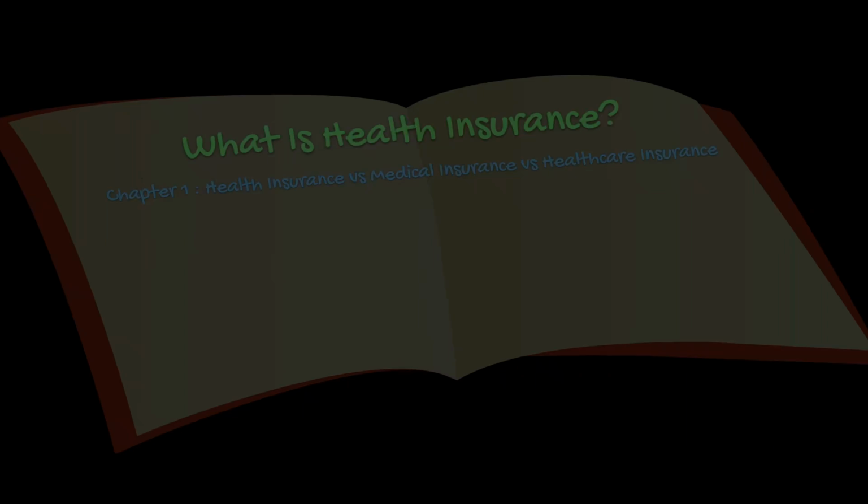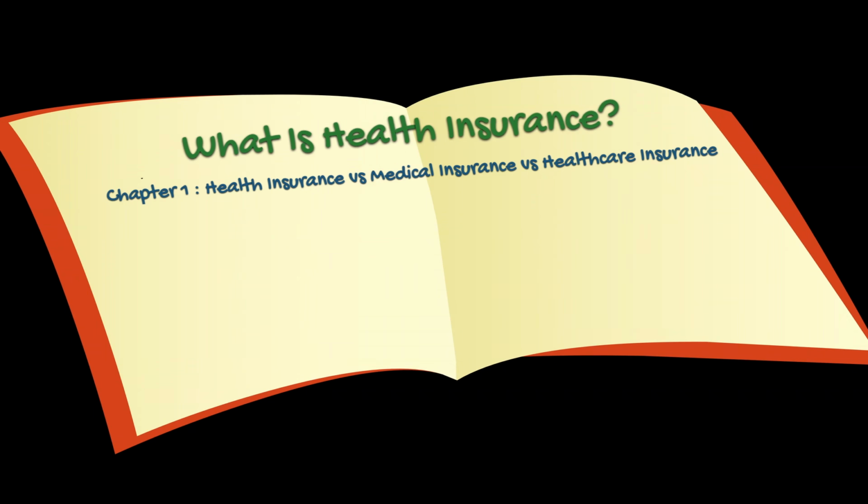Chapter 1, Health Insurance versus Medical Insurance versus Healthcare Insurance. Health insurance, also known as medical insurance or healthcare insurance, refers to a kind of insurance that covers medical or healthcare costs. Much like your car insurance can cover certain costs for your car, like say when you get in a crash, your health insurance can also cover certain costs of your medical care, like when you need surgery. In other words, health insurance is a contract made between the insurance and policyholder to work together to help cover the expensive costs you may face when you need to seek medical attention.